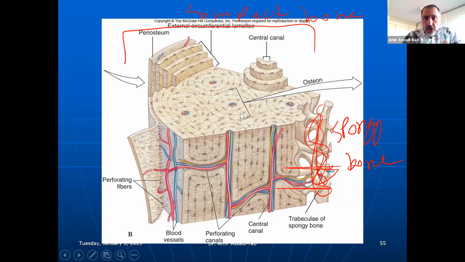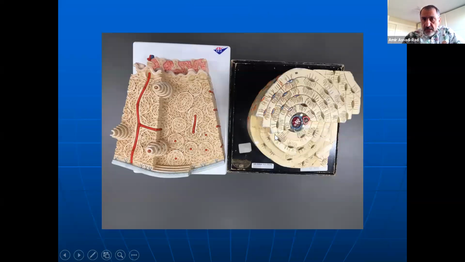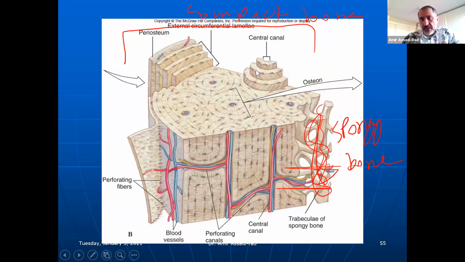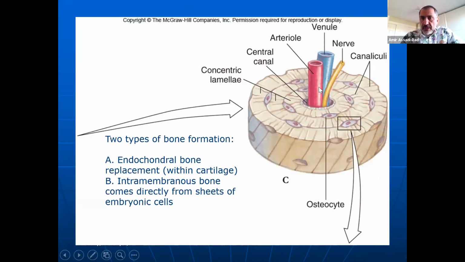So the structure of the osteon I do have right here. This is an osteon right here. They're showing you osteon. And then in this model in the lab, which you have, this is osteon, this is osteon, osteon, osteon. So let's go ahead and talk about osteon. In an osteon, right in the middle of it, you have what they call the central canal. In the central canal, you have arterioles, venules, and nerve, okay?